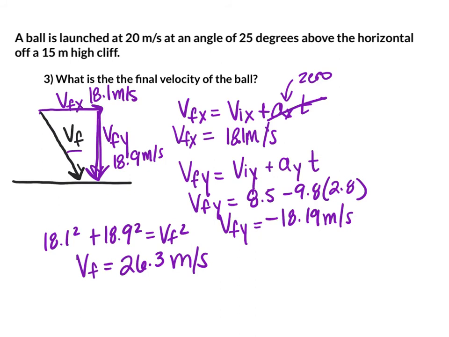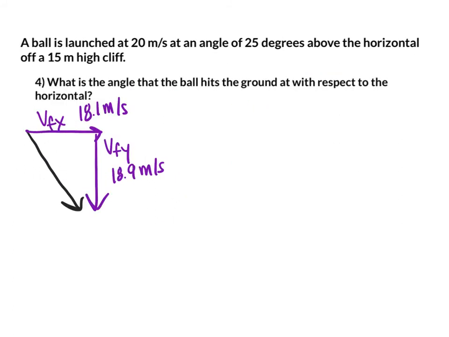All right, let's move on to question 4. For question 4, we're looking for the angle that the ball hits the ground at with respect to the horizontal. So what you're looking for is this angle right here. What you're going to do is use a trig function. Inverse tan works great for this.